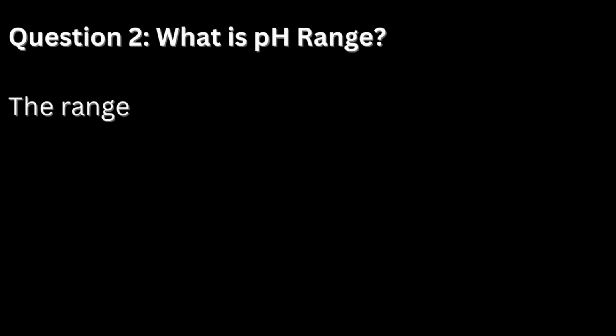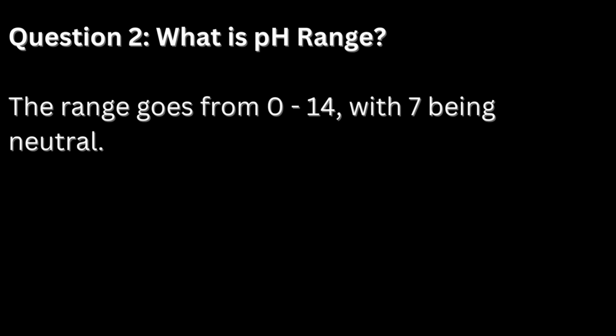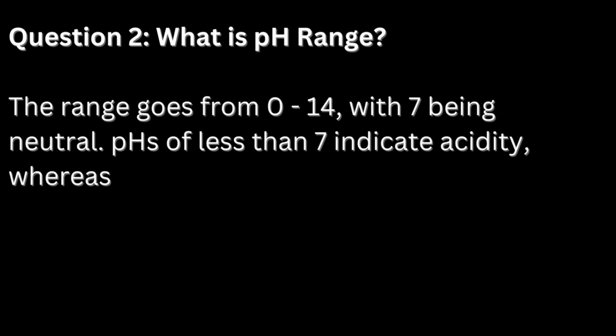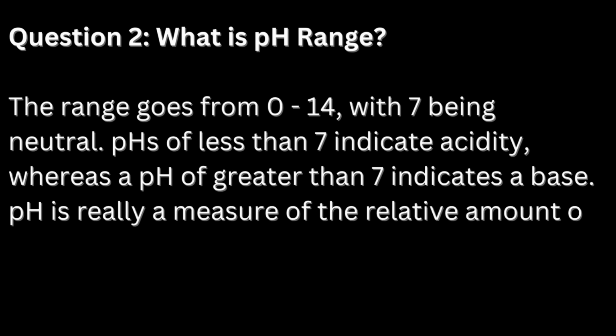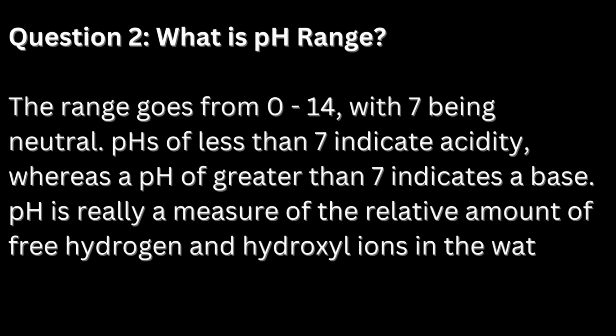Question 2, what is pH range? The range goes from 0 to 14, with 7 being neutral. pHs of less than 7 indicate acidity, whereas a pH of greater than 7 indicates a base.